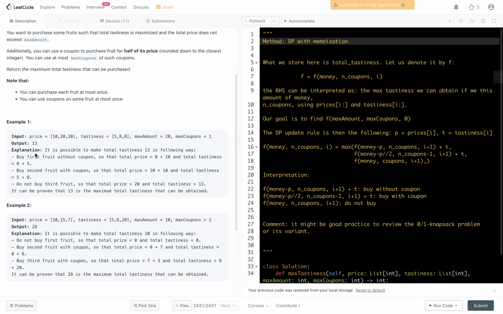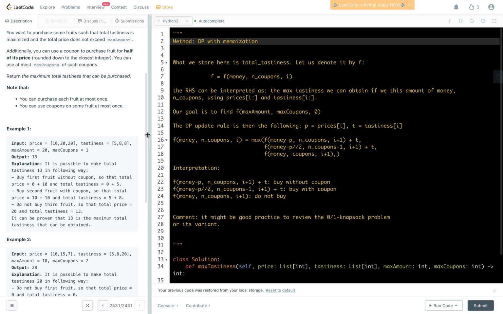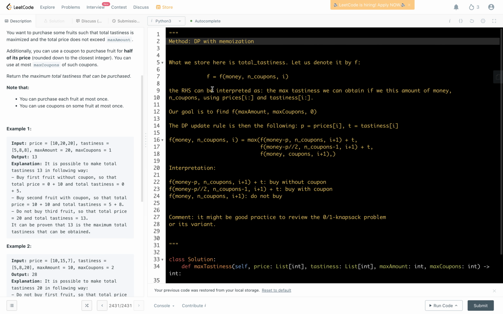So with that said, we are ready to analyze the problem. Here there are two examples given, so you can try to interpret the output according to the explanation given. We are not going into details for that. So here let's look at our solution.